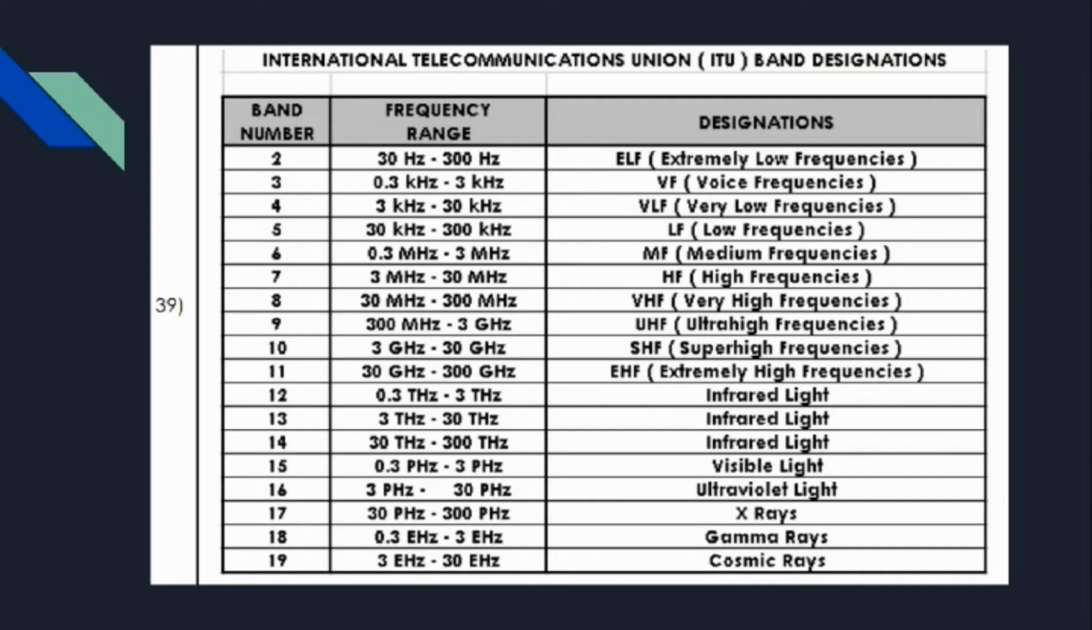Band number 16, ranging from 3 petahertz to 30 petahertz, is the ultraviolet light. Band number 17, ranging from 30 petahertz to 300 petahertz, is the X-rays. Band number 18, ranging from 0.3 exahertz to 3 exahertz, are the gamma rays. And lastly, band number 19, ranging from 3 exahertz to 30 exahertz, are the cosmic rays.